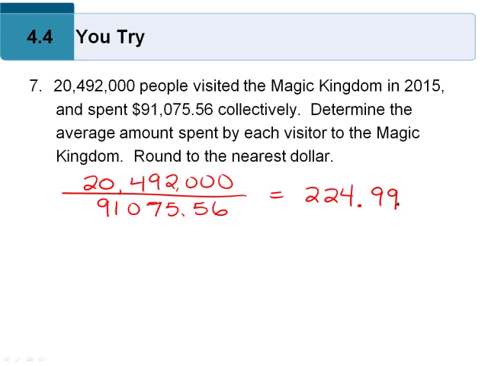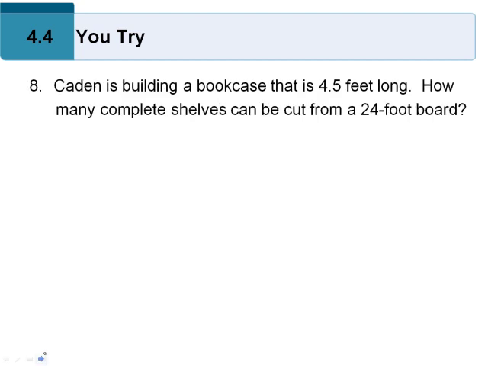It says round to the nearest dollar. Well, the dollar is in your ones place. That's the nearest dollar. So the 9 is going to round that up. So to the nearest dollar, each visitor spent $225 when they went. Not super cheap to go to Disney anymore, that's for sure.